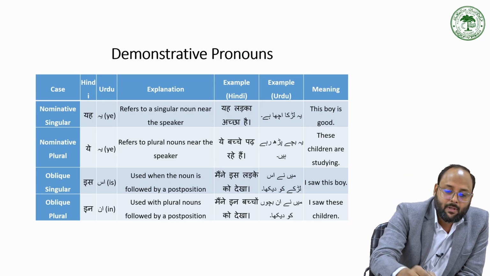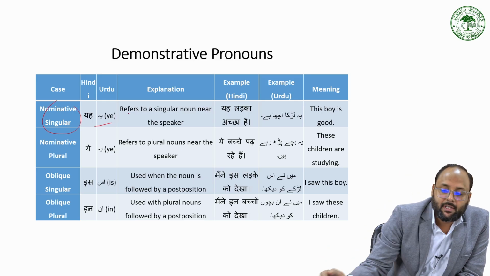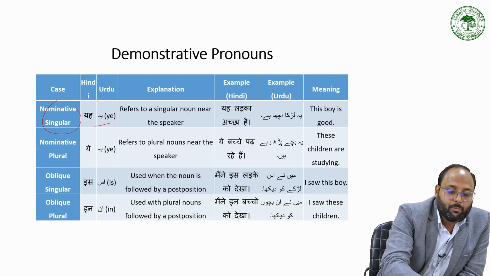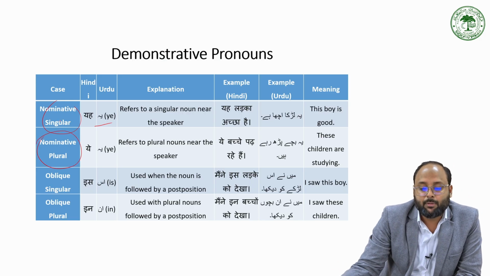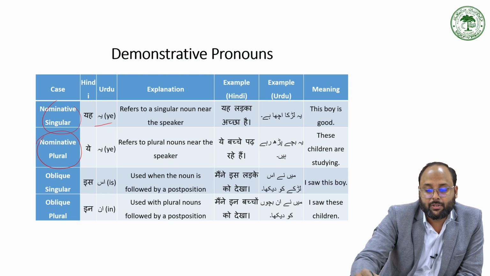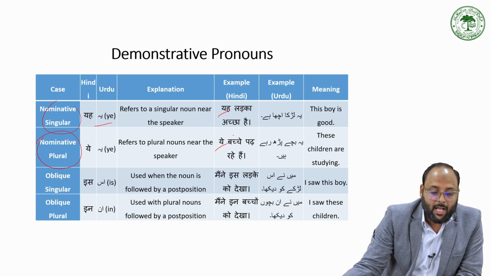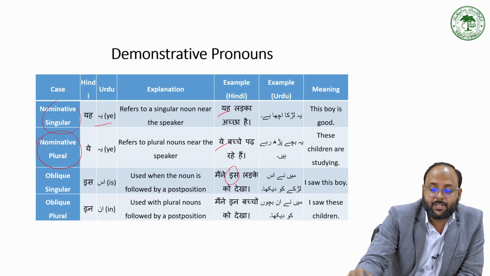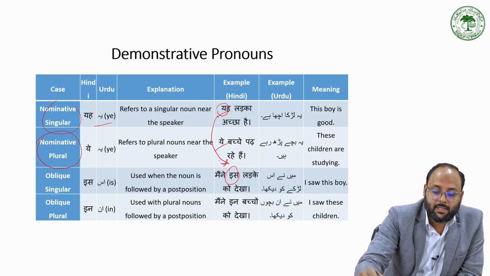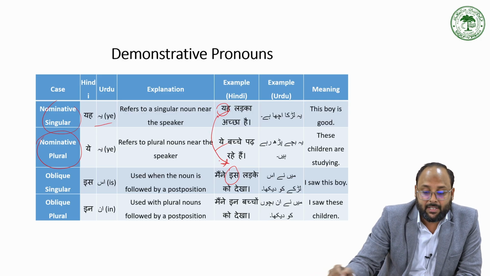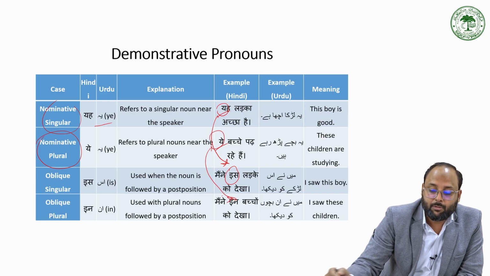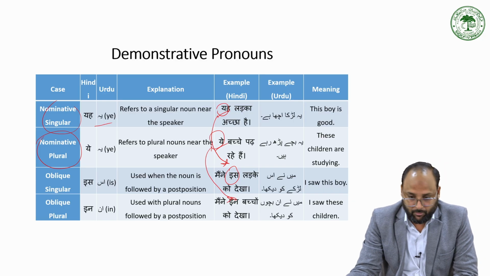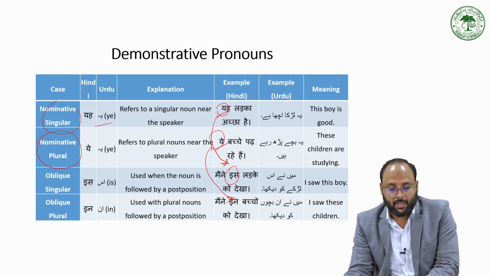So here we have examples for this demonstrative pronoun. For singular in the nominative case you use ये, like ये लड़का अच्छा है. For nominative plural you use ये, like ये बच्चे पढ़ रहे हैं. And for the oblique form, मैंने इस लड़के को देखा. So ये becomes इस in the oblique form, and ये becomes इन in मैंने इन बच्चों को देखा. These are the different forms in the direct or nominative case and in the oblique case.